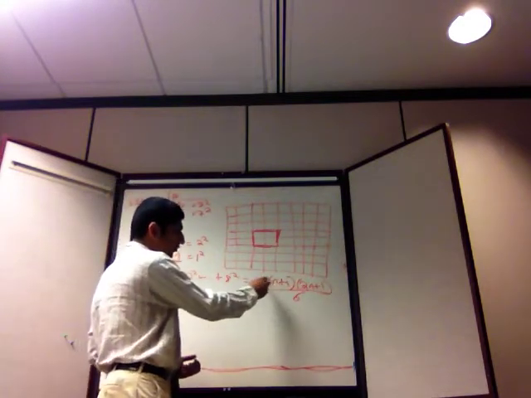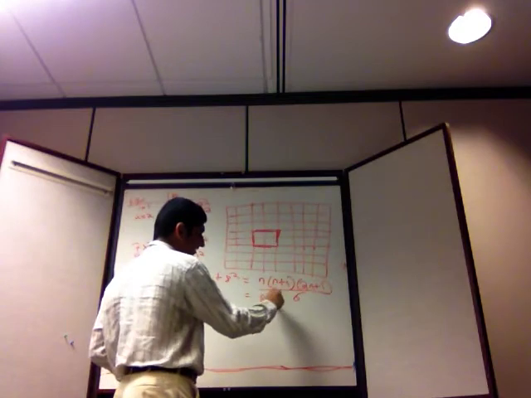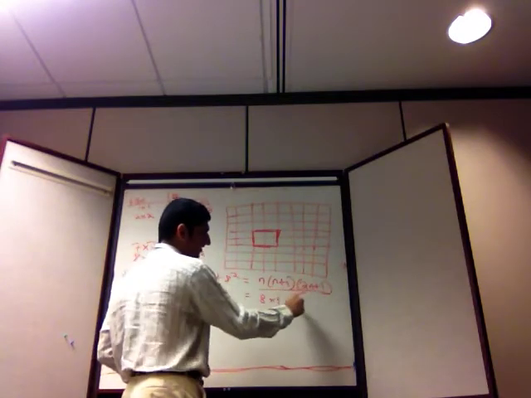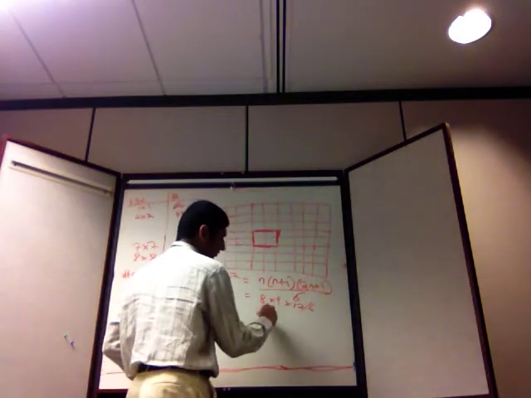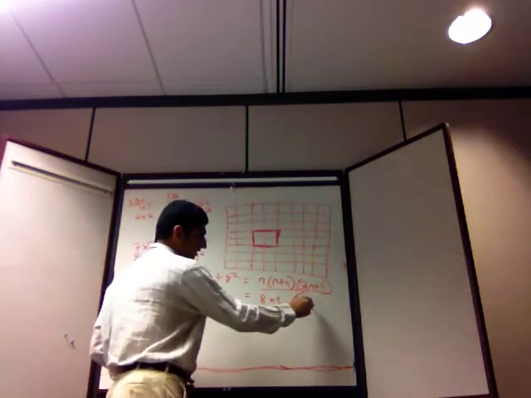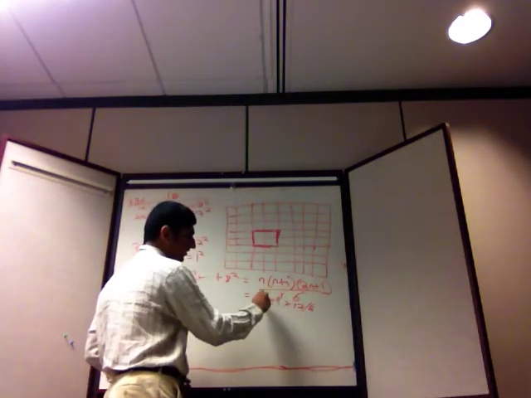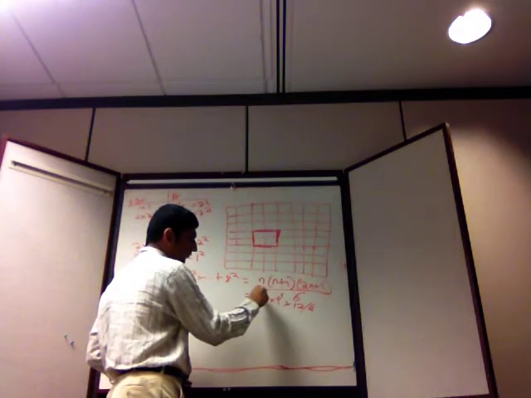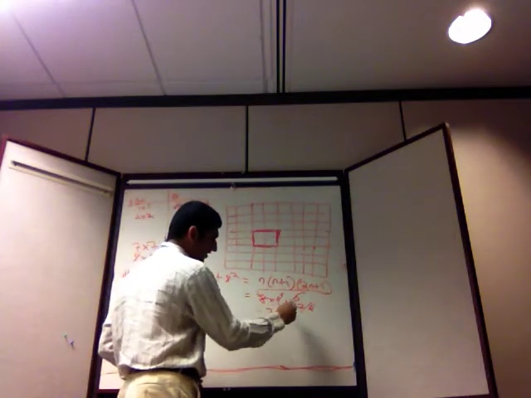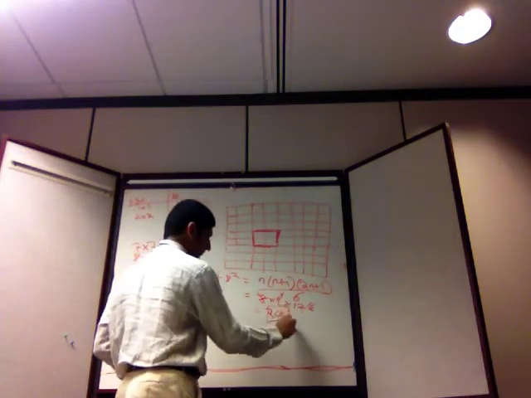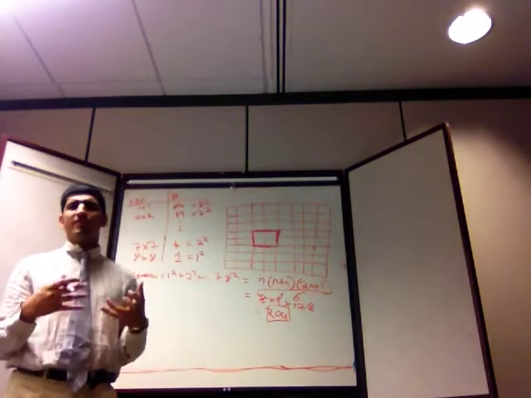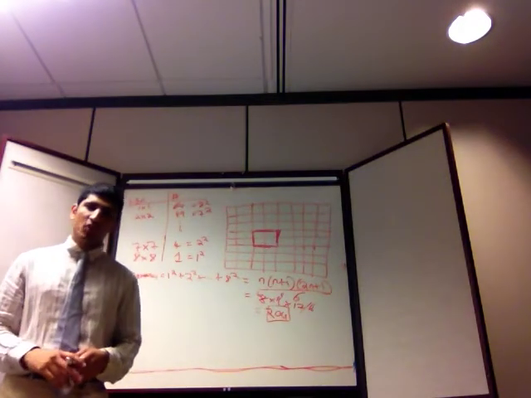N is 8 here, so that would be 8 times 9 times 17 over 6, which is 3 3s, 2 4s, which is nothing but 204. So in other words, there are 204 squares on a chessboard.